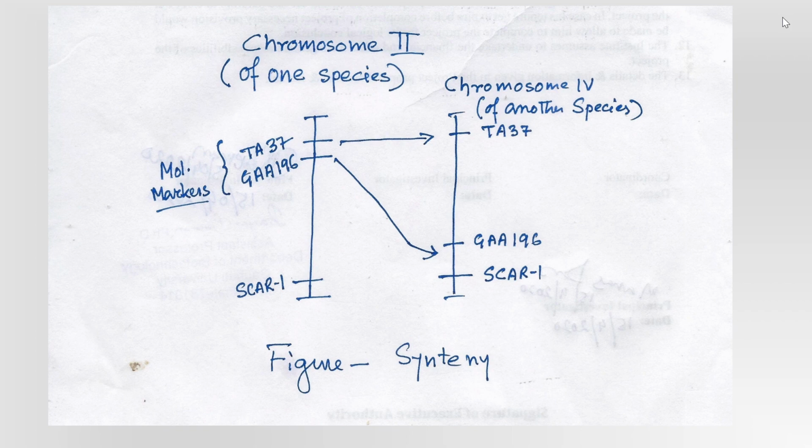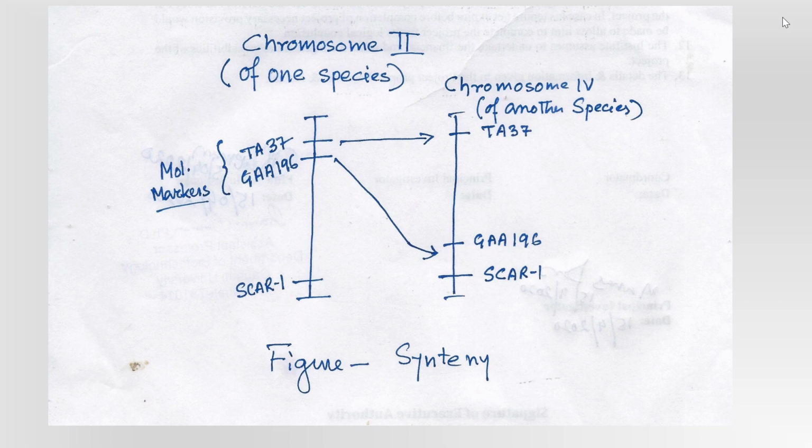Now, what is synteny? Synteny means, suppose there is a chromosome number 2 of one species and chromosome number 4 of another species. You have one genetic map available for chromosome number 2 of one species, where you locate markers like TA37, GAA, SCAR, etc. These are the molecular markers present there.